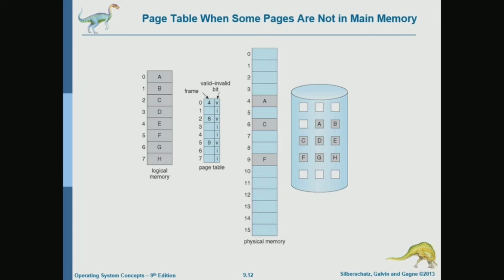So in this case, logical memory is 8 pages. And these 8 pages, where are they physically? All of them are on disk. So all 8 pages are on disk, but only 3 of them are in physical memory. And the page table gives us the mapping between virtual and physical. It says page 0 is in frame 4, and it's a V, it's valid, it's in physical memory. Page 1 is an I, it's invalid, it's not in physical memory. So I don't have a frame number for it because it's not in physical memory. That's what the page table tells us.